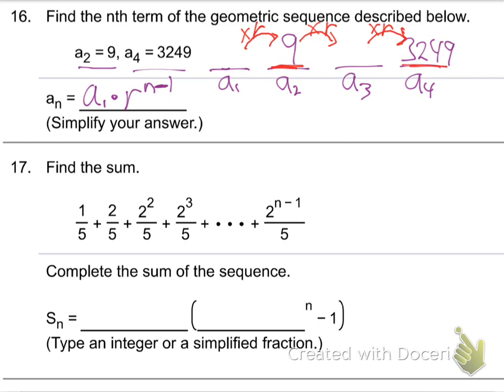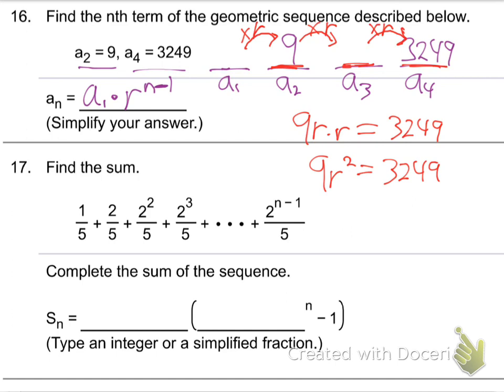What do we do? You're multiplying by R. You take 9, the second term, and multiply it by R, and then you get this term. Then 9R squared: multiply by another R, and you get 3249, don't you? Don't you multiply by R twice? In other words, 9R squared.